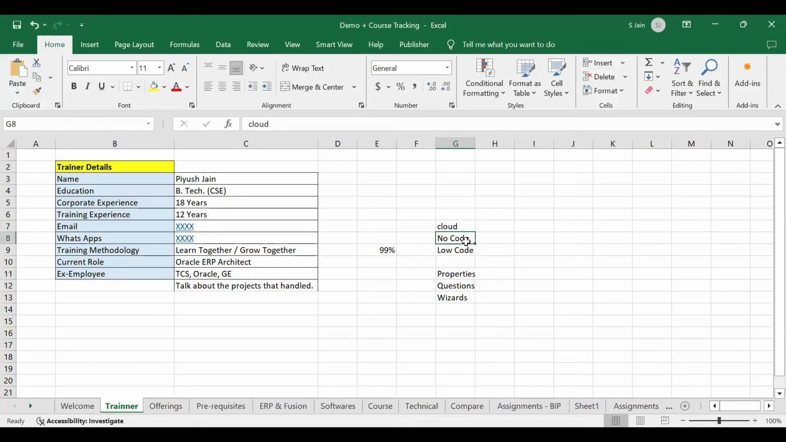Guys, this is a no-code, low-code sort of platform. No-code, low-code sort of platform, guys, means it requires some sort of coding, okay? But it is very minimal coding.